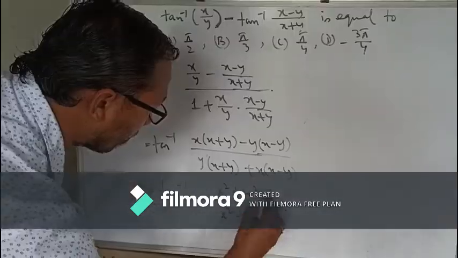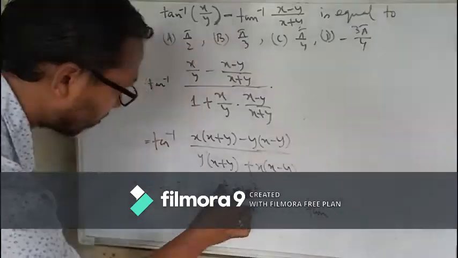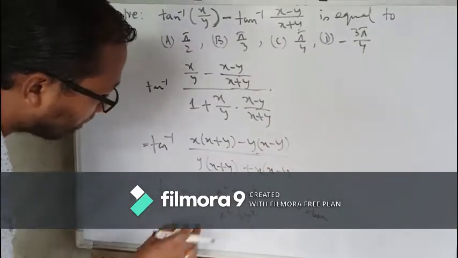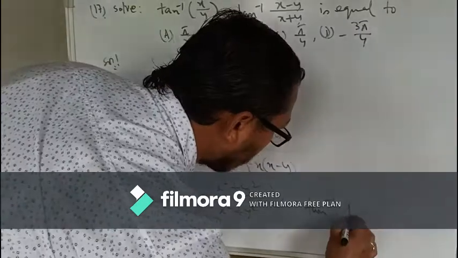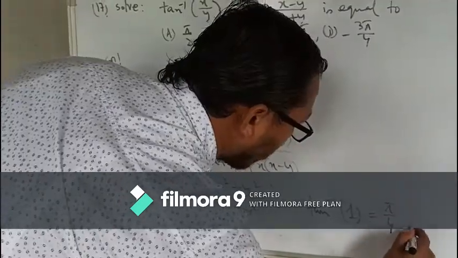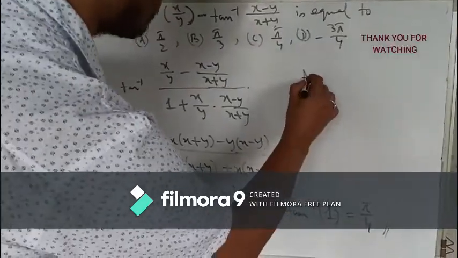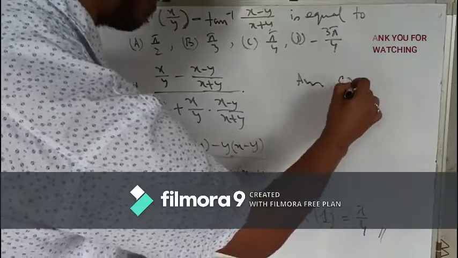Okay, which is equal to tan inverse, since both are the same they can be cancelled, we will have 1, and tan inverse of 1, that means pi by 4. At 45 degree it is 1. So the answer is pi by 4, and the correct option is what? It is C.